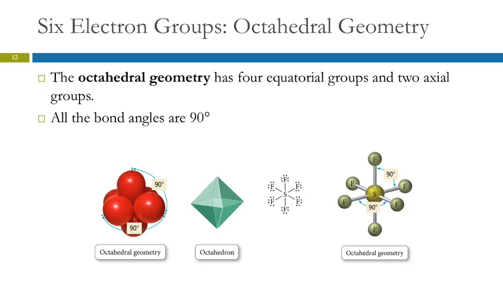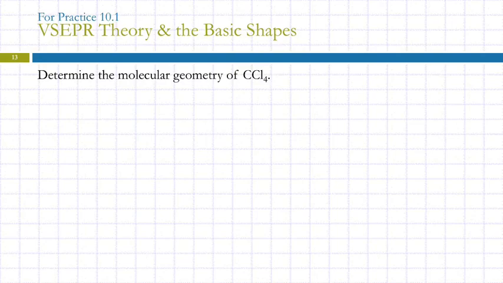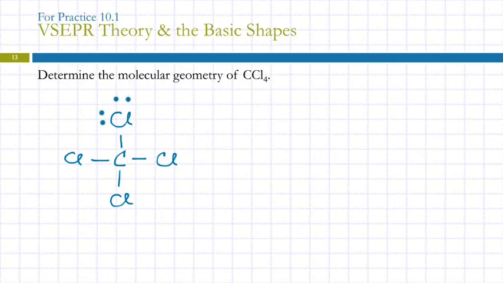Any questions? So we should be able to determine the molecular geometry of a molecule just given its formula. So here we've got carbon tetrachloride. The first thing you have to do is do the Lewis structure. So carbon tetrachloride, we'll put carbon in the middle and attach the chlorines. And then you have to count up the number of valence electrons and make sure that you've got a good Lewis structure. So it's going to look like this.